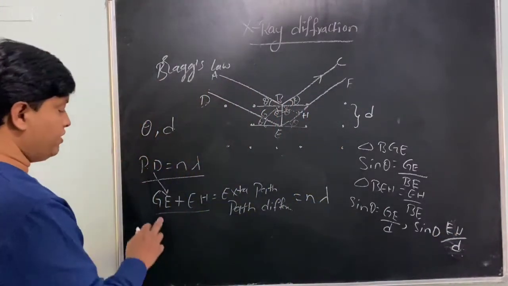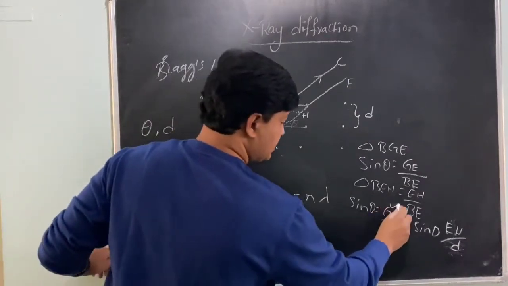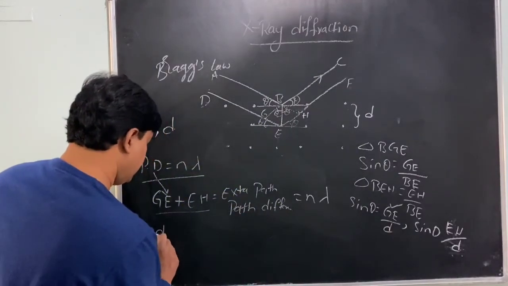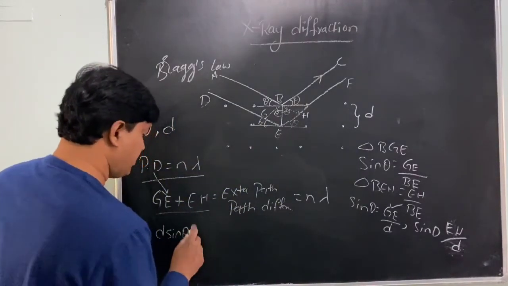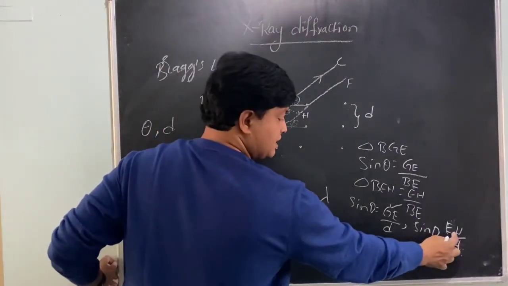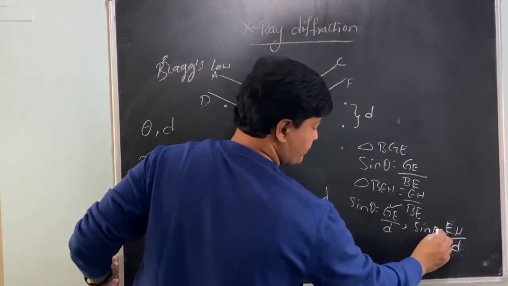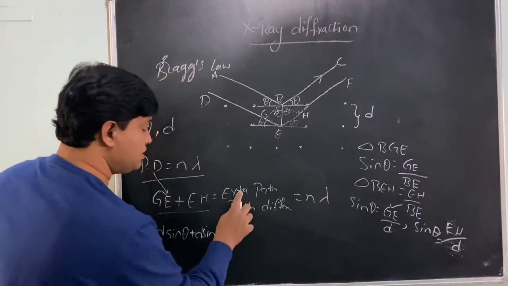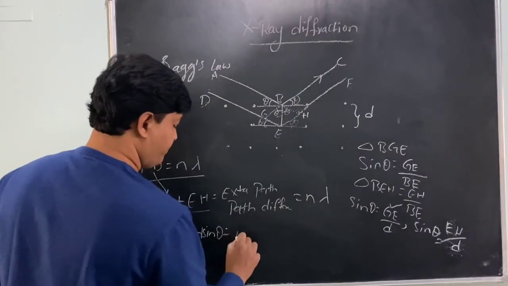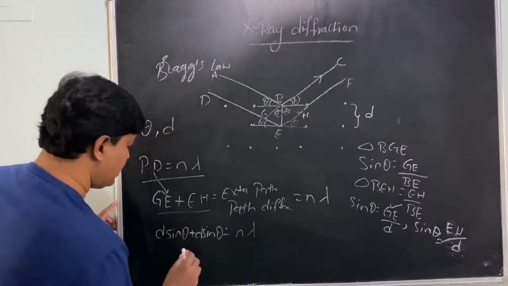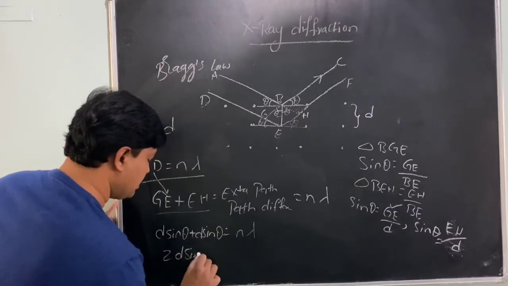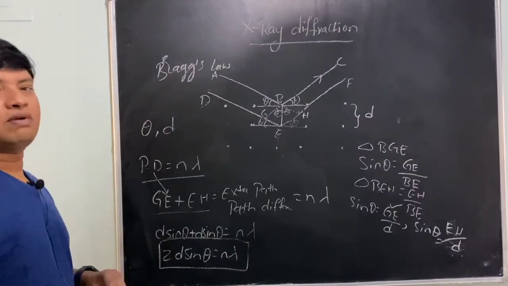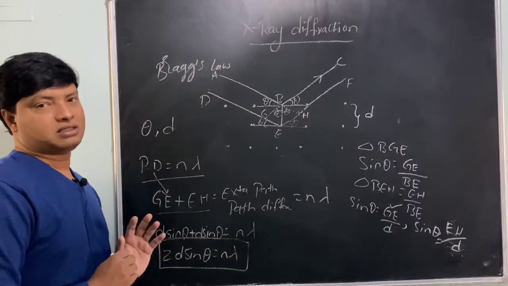What we need here is the value of GE and EH. If you take GE, d goes to the other side, so GE is d sin theta. And EH is also d sin theta. This is your path difference, which is equal to n lambda. So if you add these, you will get 2d sin theta is equal to n lambda. This is the equation through which you can analyze or characterize the crystal using X-rays.